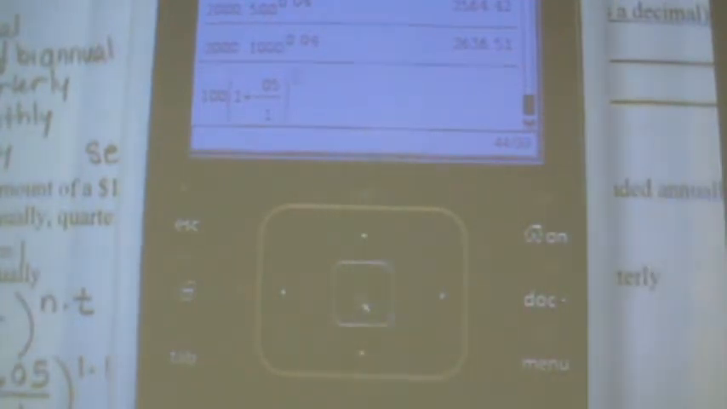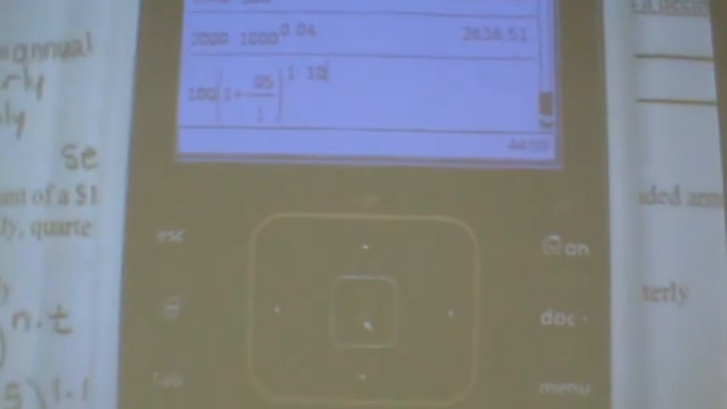Even though it's a 1, I want you to still get in the habit of doing it. Now, I need to get my cursor past that parenthesis, so just arrow over. Now I want to hit the power button, and then it's 1 times 10. Do you have that typed in your calculator like this? Then hit enter, and you should get 162.89. So write that down.